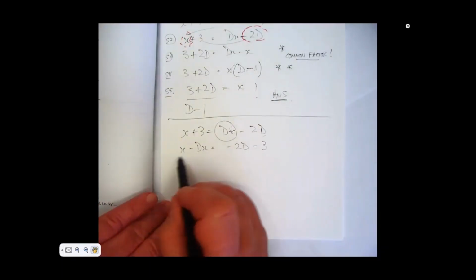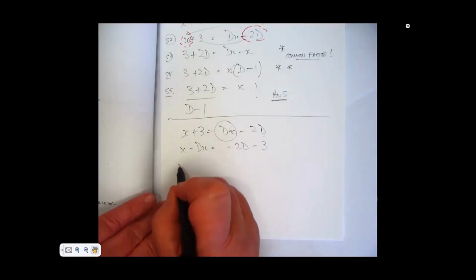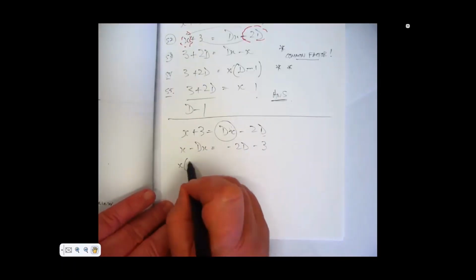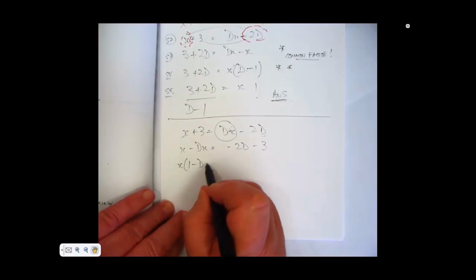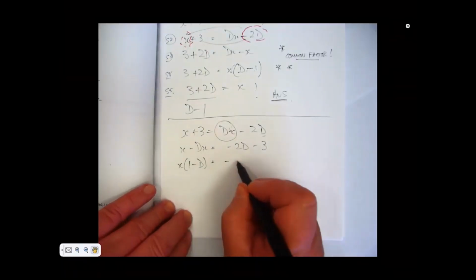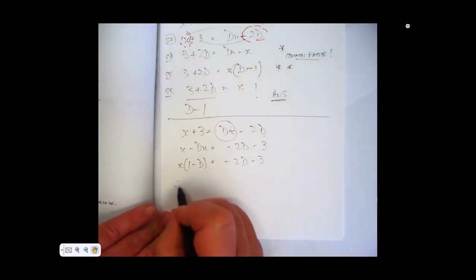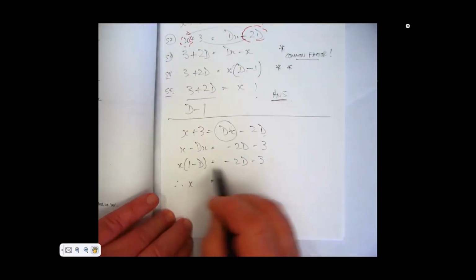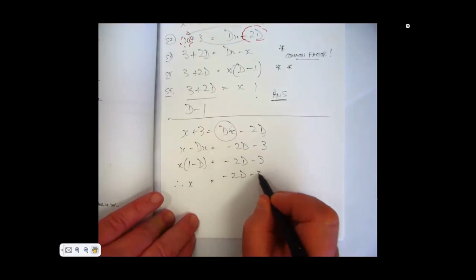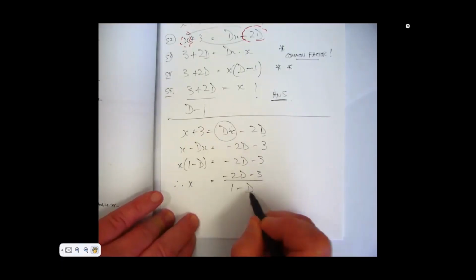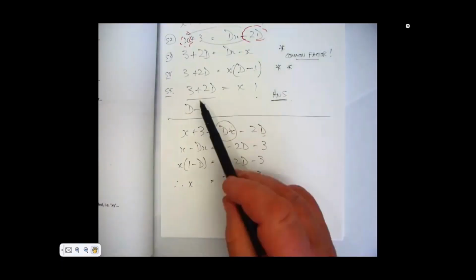Notice that x is on the same side here, so I bring this out. X, make a common factor of it. Now I get 1 minus d. But here, this is minus 2d minus 3. So x, you'll say, oh, look at this. When I get rid of this, minus 2d minus 3 over 1 minus d. But that's not the same as that, surely.